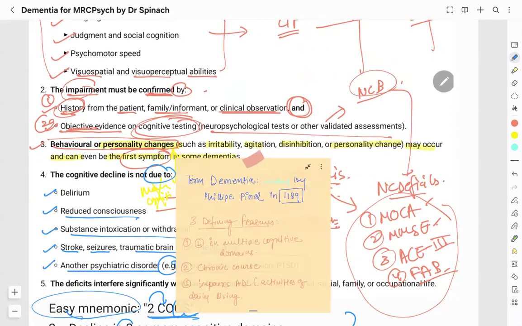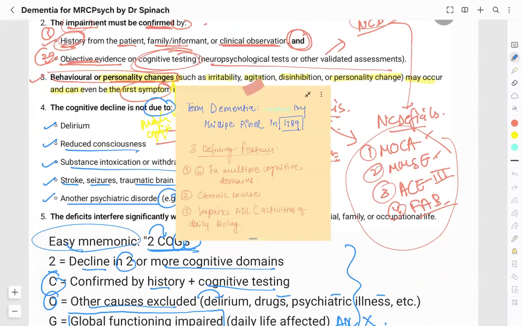So the term dementia was introduced by Philippe Pinel in 1789, and there are three very important defining features in dementia. These include a decrease in multiple cognitive domains with a chronic course, impairing activities of daily living. That's it.